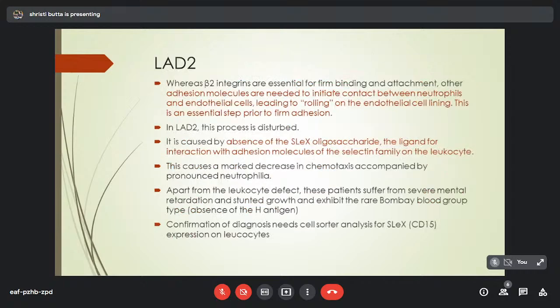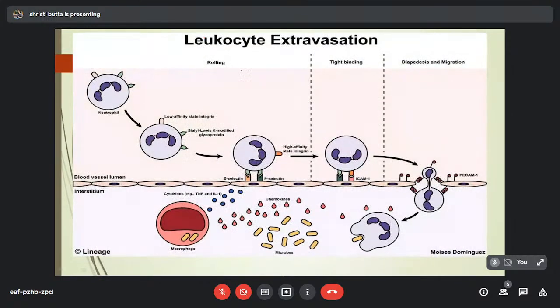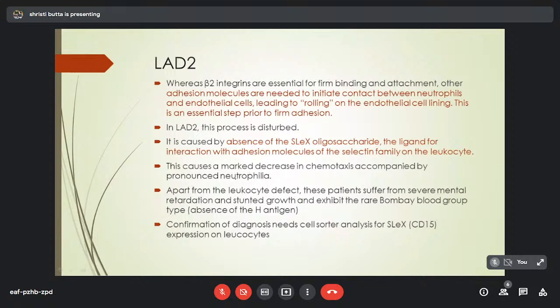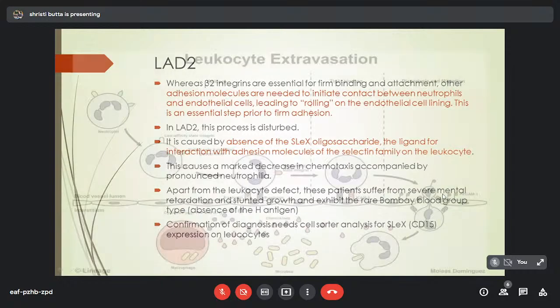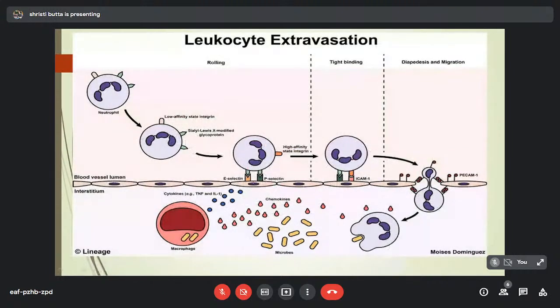Now coming to LAD2. LAD2 is a defect in the rolling of the neutrophils. Remember the diagram here? Rolling is implicated only when the Sialyl-Lewis X modified glycoprotein interacts with the E and P selectins expressed on the surface of the endothelium. So if there is an absence of the Sialyl-Lewis X modified glycoprotein, which is the ligand for the selectins, there is a defect in the rolling.